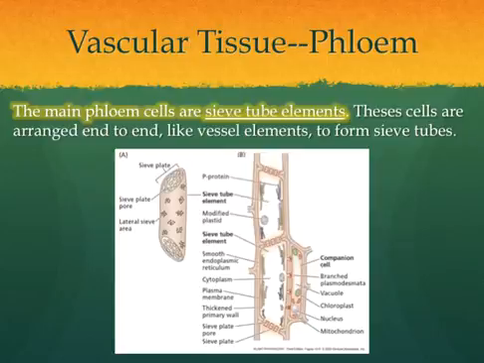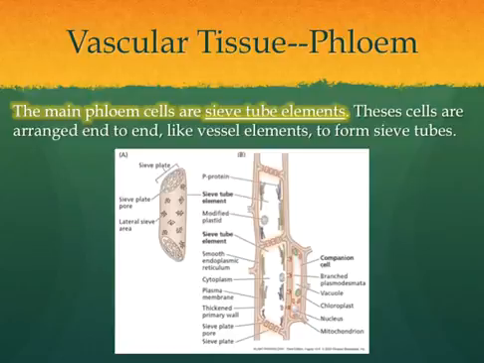The main phloem cells are sieve tube elements. These cells are arranged end to end like vessel elements to form sieve tubes. The end walls of sieve tube elements have many small holes in them. Materials can move through these holes from one adjacent cell to another.